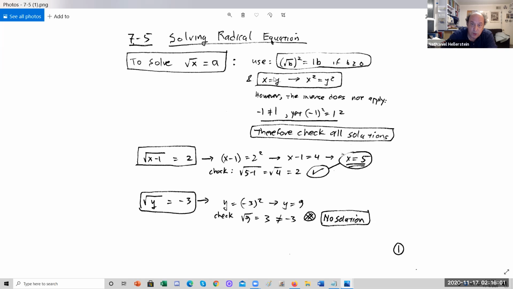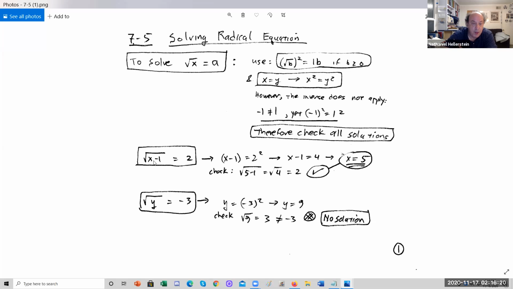If squares are equal, then the originals are not necessarily equal. So for example, -1 is not 1, but if you square both sides, you get the same thing. So by squaring both sides, we might wind up creating roots that don't exist. Therefore, you have to check all solutions to eliminate the spurious solutions.